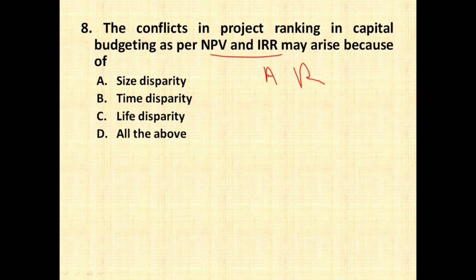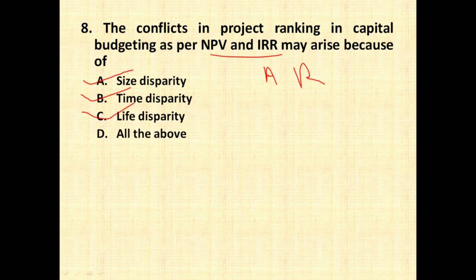So why does this thing happen? It happens because of 3 main reasons. What are those reasons? One is size disparity, second is time disparity, and third is life disparity. Now what is size disparity? Size disparity is nothing but the initial investment may be different for both the projects. One may be 10,000, one may be 1 lakh. So it becomes difficult to judge.